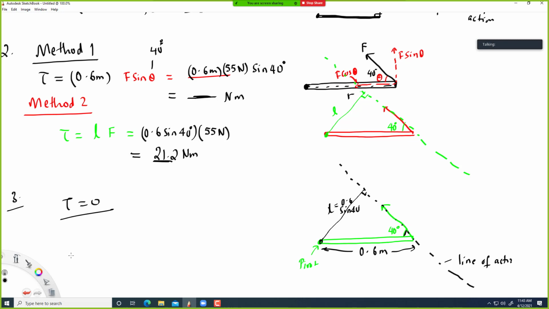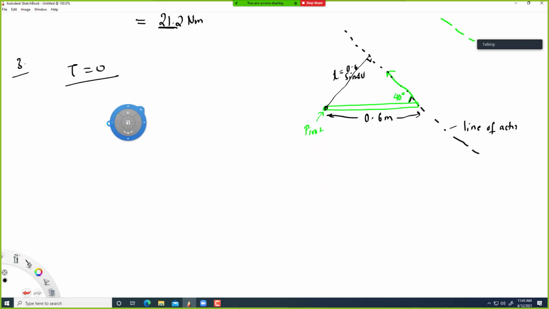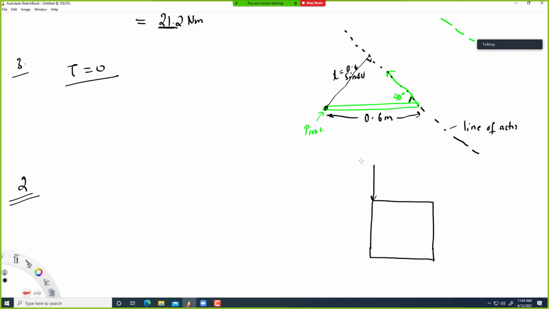Okay, let's look at number 2. So, there is a square, and then you are applying the force at 3 different points on that square. Applying force at this point, which is F1, you are applying force at this point, which is F2, and the pivot is at the center.